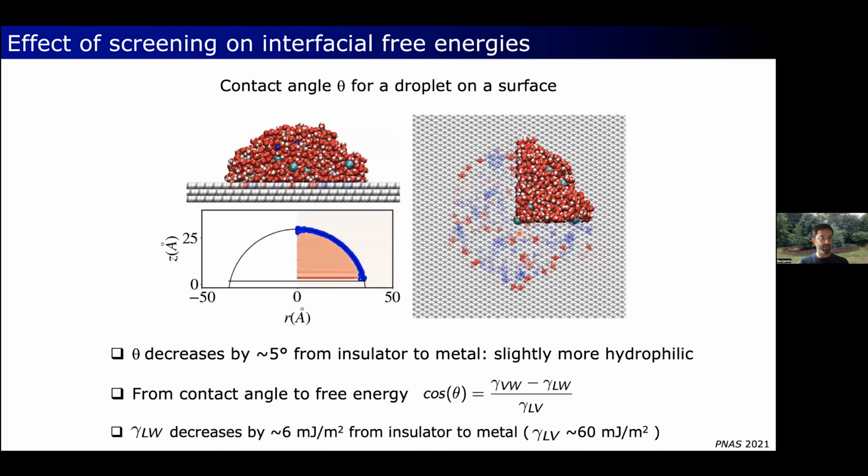In the last few minutes, I'm going to focus briefly on the effect of screening on interfacial free energies, which you can quantify first by looking at contact angles for a droplet on a graphite surface, modeling it as an insulator, corresponding to an infinite LTF, or a perfect metal, which corresponds to a 0 LTF. The change in contact angles that you can measure corresponds to a change in interfacial free energy between the liquid and the wall of 6 millijoules per square meter, which is about a tenth of the liquid-vapor surface tension for water. So it's quite significant.